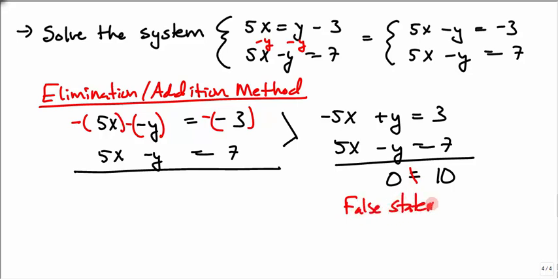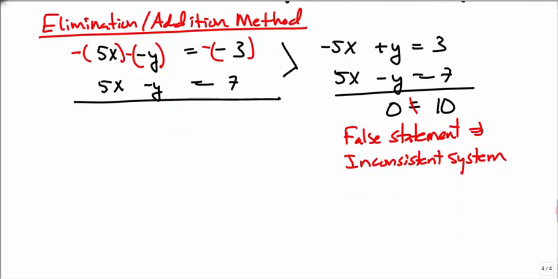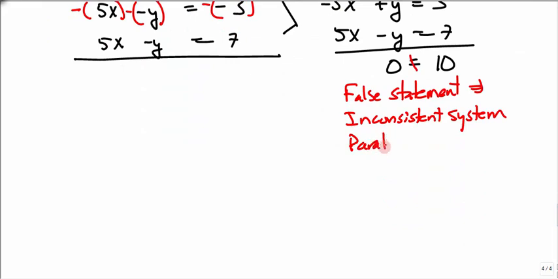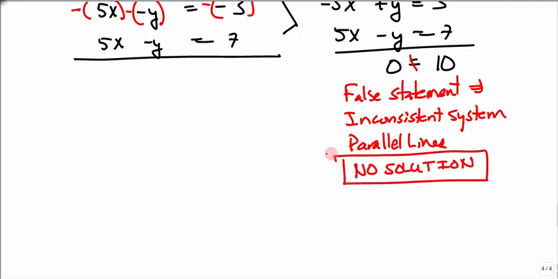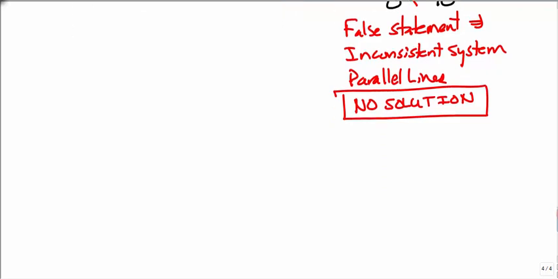And because this is a false statement, that means I have an inconsistent system. I have parallel lines. So what this means is no solution. There's not one value of x and y that I can plug into these equations to solve them simultaneously. So for this particular one, because I have that false statement, it means inconsistent. I have parallel lines. There's no solution. So when you get a false statement, that's what you want to be thinking about.